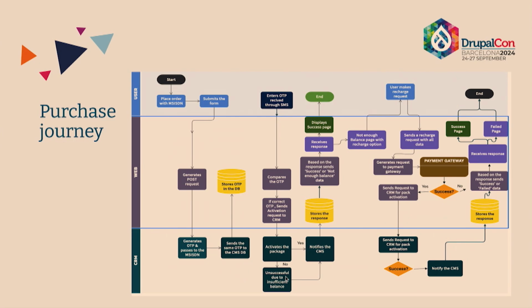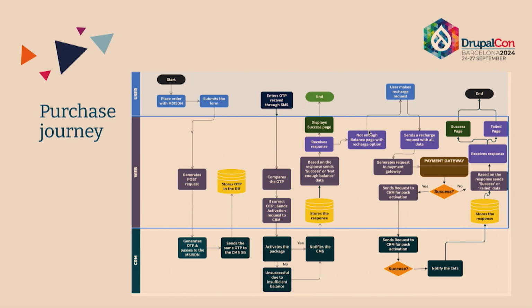If there is not enough balance, the CRM also notifies the web application. Based on that status, the web application generates a page. And this page contains not enough balance information, and it also lets the user recharge and then purchase the package.